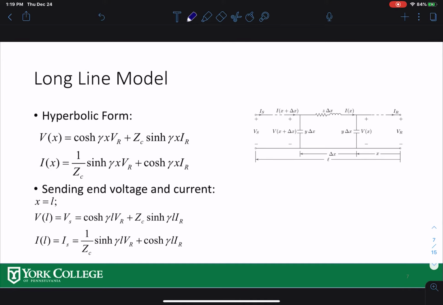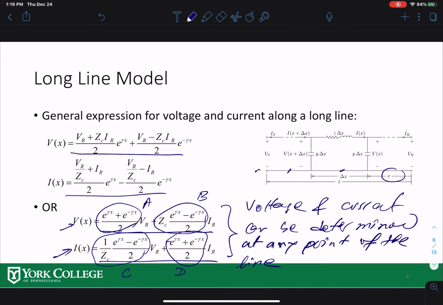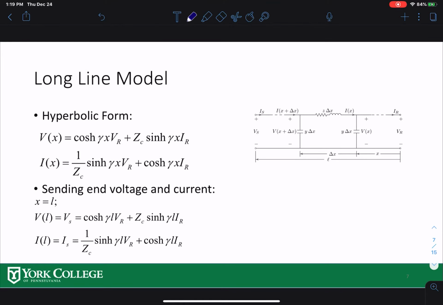Then if you go back here, all of these can also be expressed in hyperbolic functions. So that's your cosine hyperbolic gamma x, and Zc sine hyperbolic gamma x. So this is again in hyperbolic function. This over here is your A, this whole thing is your B, this whole thing is your C, and this whole thing is your D. Again, A equals D, right?